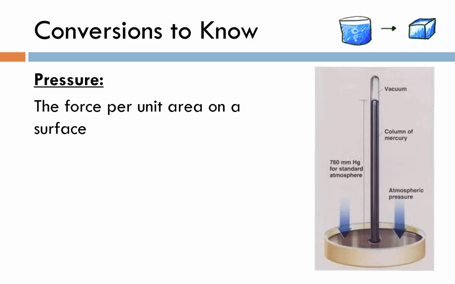I'm not overly concerned with the definition of pressure. It's just the force per unit area on a surface. We're going to use a barometer to measure pressure. Basically, the way a barometer works is the atmosphere presses down on this pool of mercury, and the harder the atmosphere presses, the farther up the column the mercury will travel. So we can measure pressure in a variety of different units.